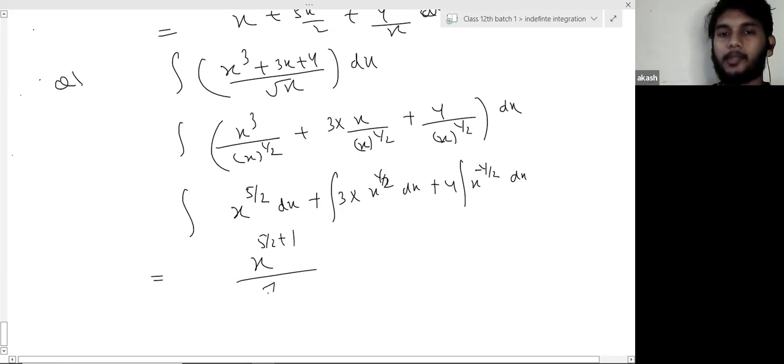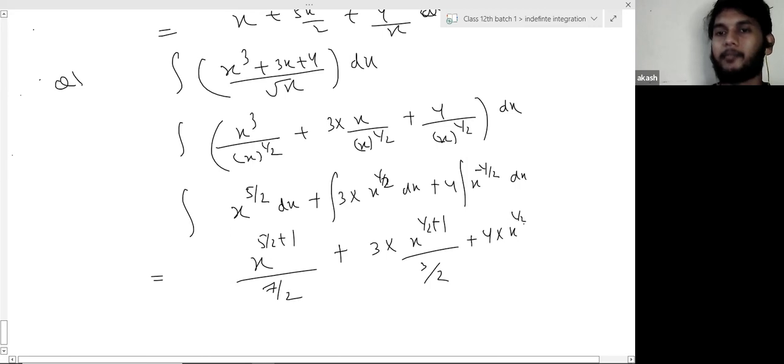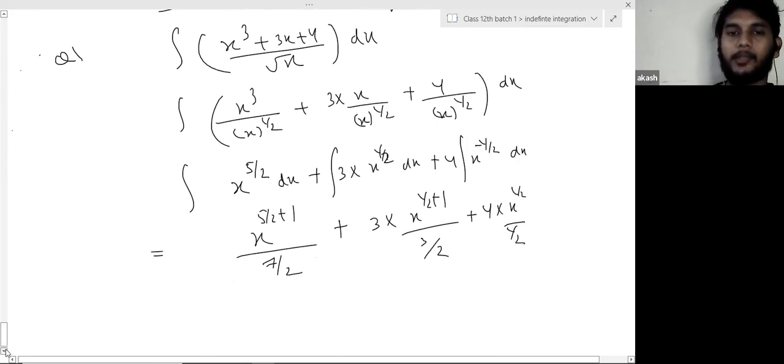This is 7 by 2. So 7 by 2, plus 3 into x to the power half plus 1. So this is 3 by 2, plus 4 into x to the power half minus half plus 1 is half, upon half. I hope this is clear to everyone.